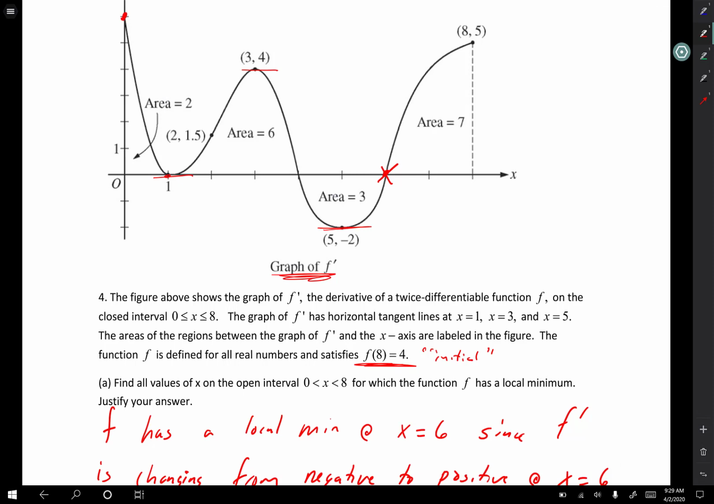I'm not going crazy, guys. Think about it. The graph of f is going up, going up, up, up, with a horizontal tangent for a moment, then going up again, and then at 6 I have another horizontal tangent for a moment, then I go down.